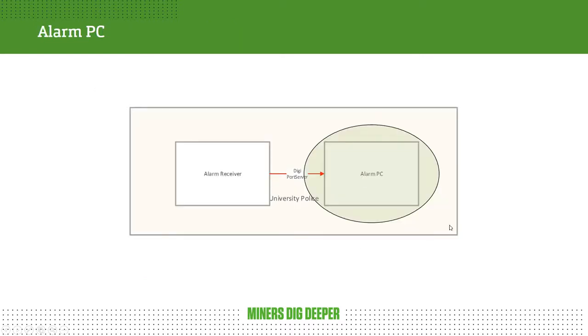So let's talk about the alarm PC now. We said before, and we know, that the alarm PC has some configuration, some software, which connects it to these Digiport servers, and it also has information about the alarm receiver and what's going on inside it. So it knows about both of these guys, and the software is configured in such a way that it can communicate.